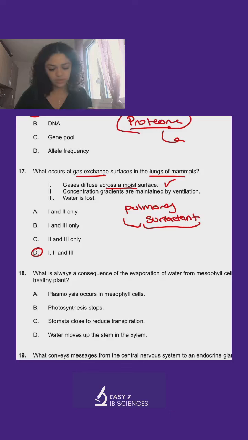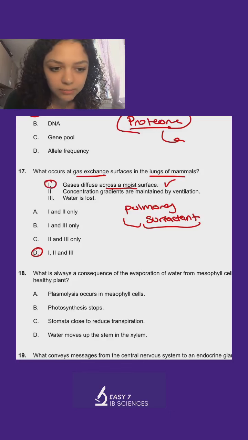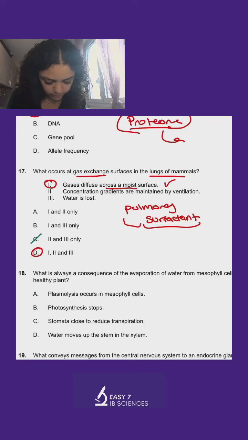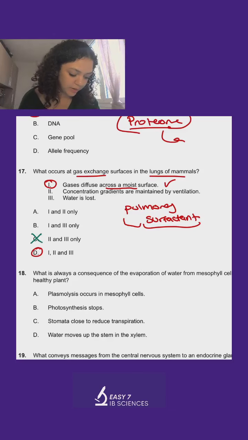Okay? So if we know one is correct, I'm going to show you guys a little trick because not a lot of people think about this, but if one is correct, we can already eliminate which option? We could already eliminate C. Okay? Let's have a look at 2. It says concentration gradients are maintained by ventilation. That is also true, guys, right?